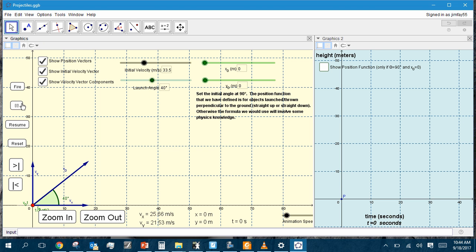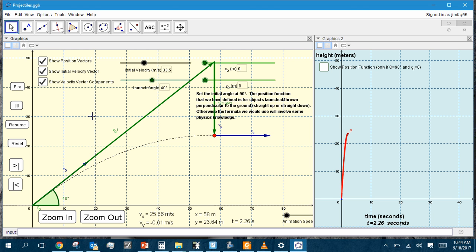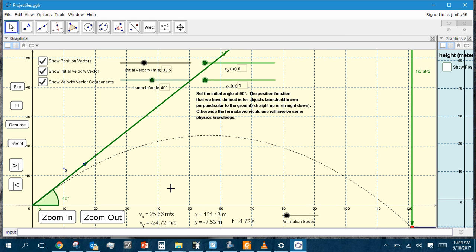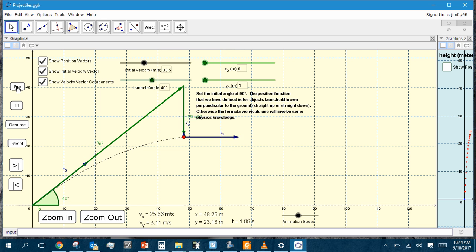I can fire that object, and we see that the object is taking this parabolic course. Let's speed this animation up, reset it and fire again. But we take that course. That's maybe a little bit too fast.